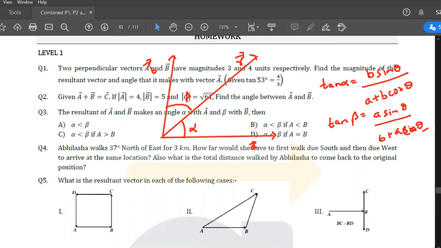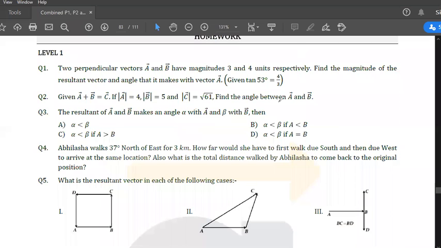Intuitively using triangles, right? Yes. Alpha is less than beta if A is greater than B. Okay, so everyone is saying option C. Okay, got it? Prahlad is saying option B. How come?